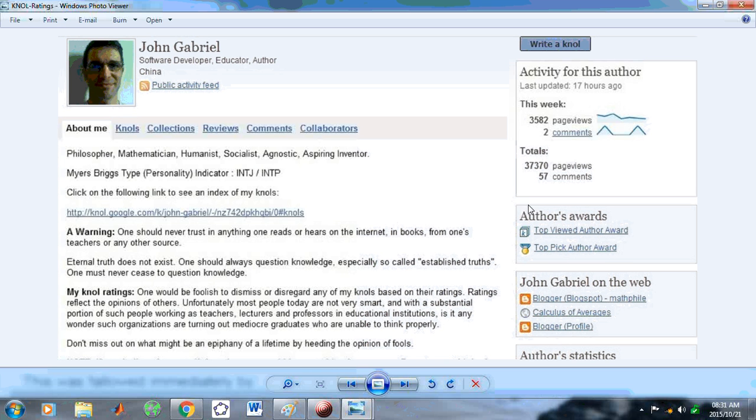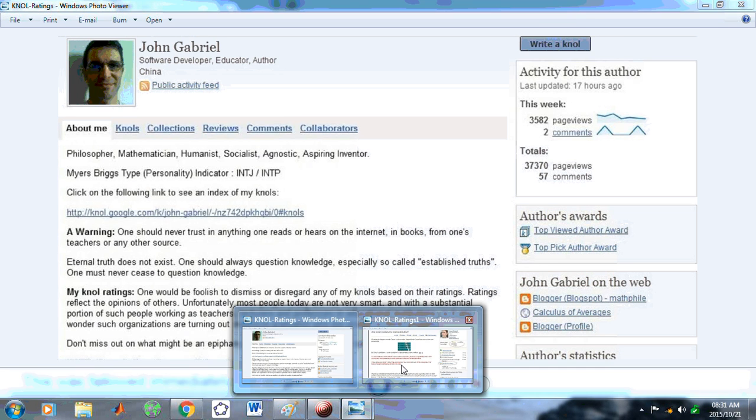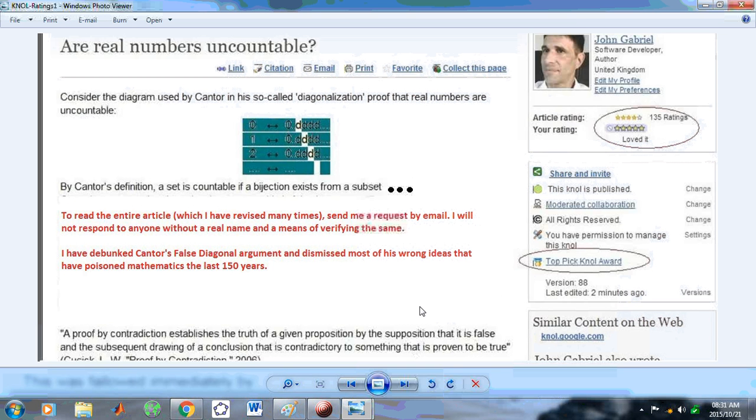because I know what I'm talking about, and people understand what I say and the logic I present to them, which makes sense. So in this null here, which was written a long time ago, it had 135 ratings, and look at the article rating, 4 stars out of 5. It was also awarded the top pick null award, and as you can see, many people do not accept this theory. This is not even a proof, it's just an argument. It's called a diagonalization argument.